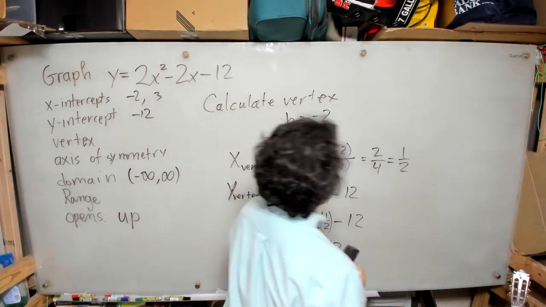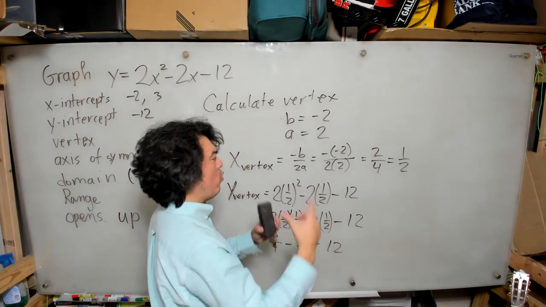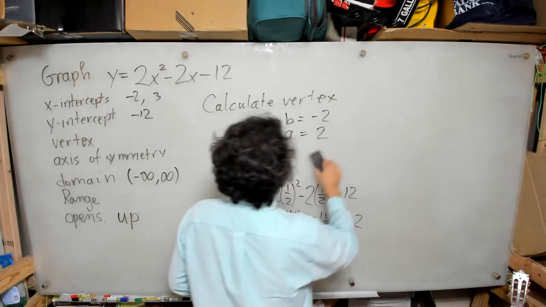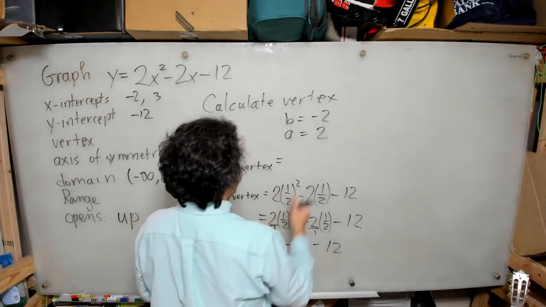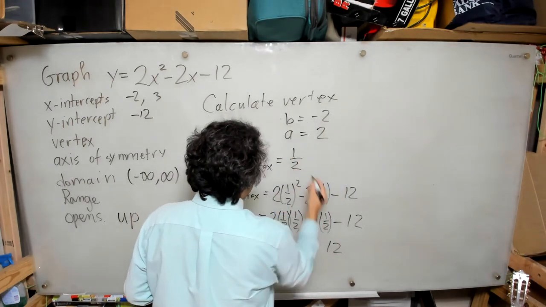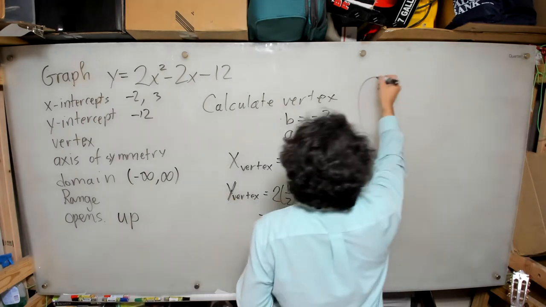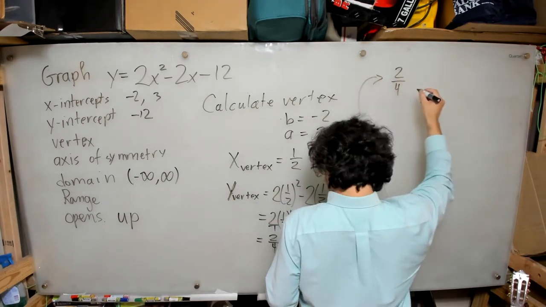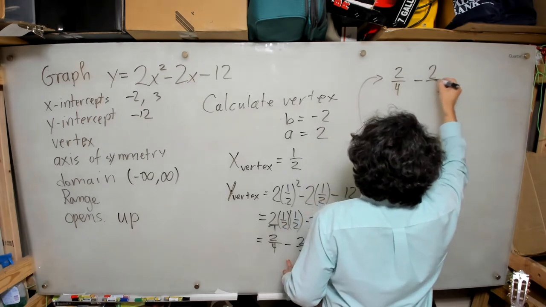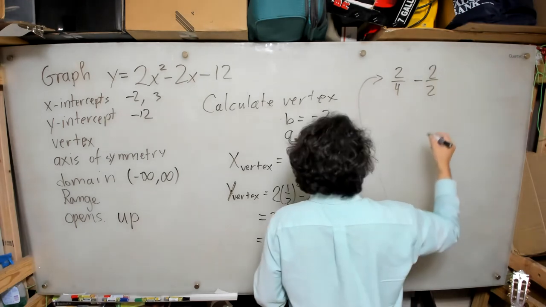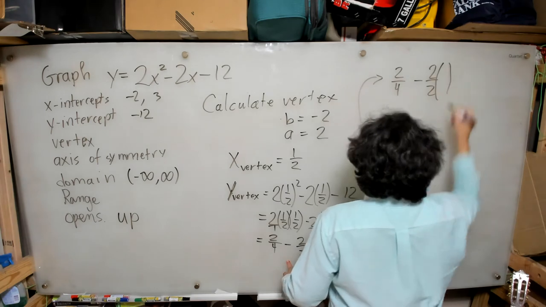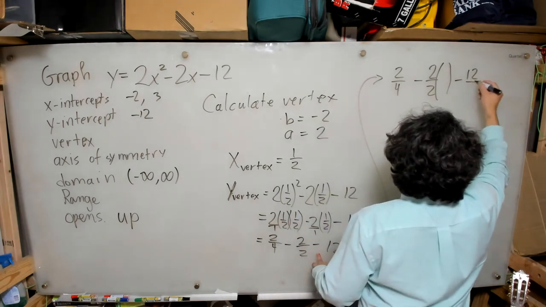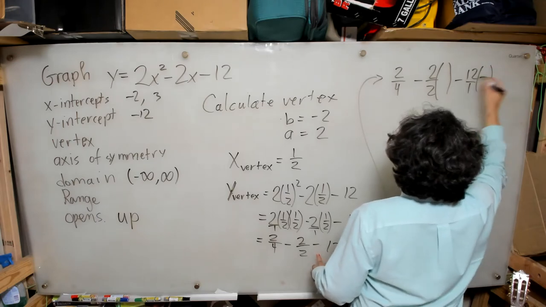I'm trying to show this calculation in more explicit detail so that you guys can see how it's done and so you guys have no doubt whatsoever about how it's done. Okay. So I'm going to bring this calculation up here, and it's going to be 2 over 4 minus 2 over 2. And in fact, I'm going to put a space there. You're going to see why in a moment. Minus 12 over 1. And again, I'm going to put a space there as well.